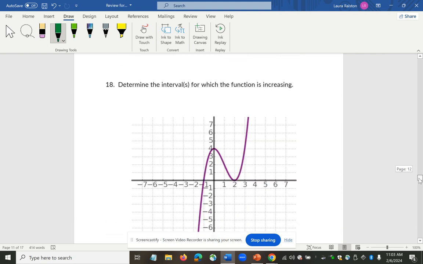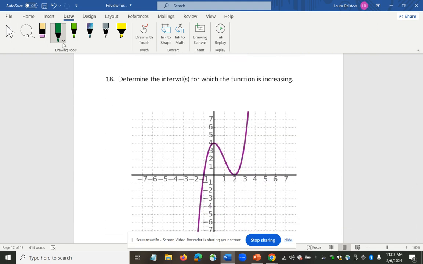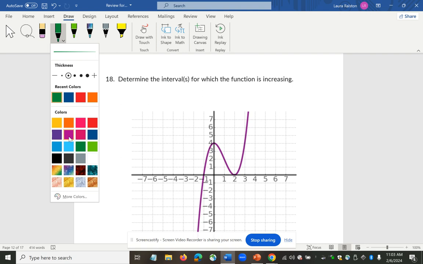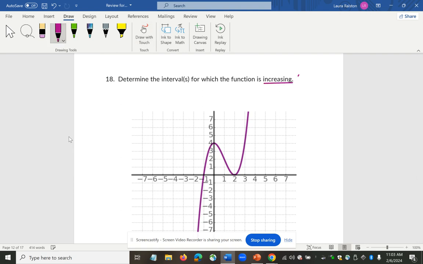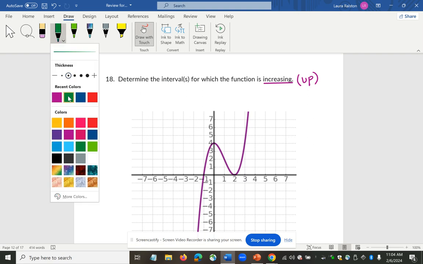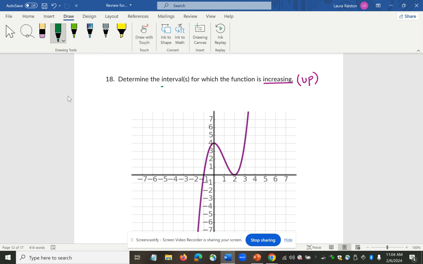All right, the next question is the same graph, but now it asks you for where the function is increasing. Increasing implies that you're going up, or getting bigger. The values are getting bigger. Again, the fact that it asks you for the interval or intervals, it could be more than one, implies we want to use interval notation.